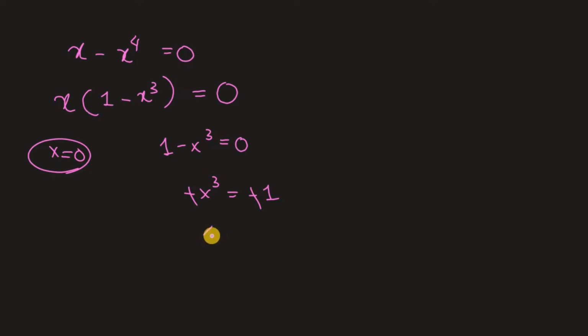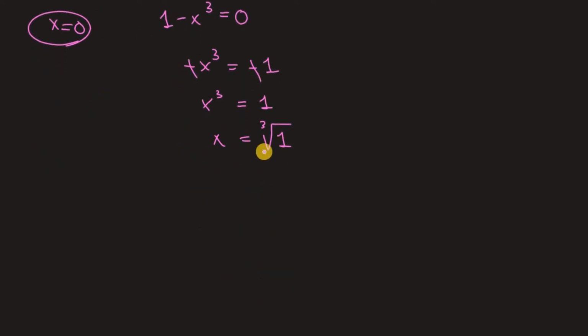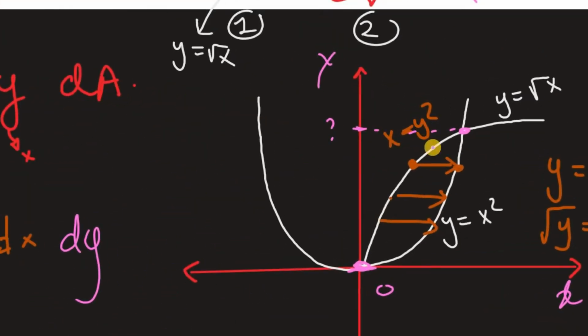So we have x to the power of 3 equals 1. And now we can just cube root each side. Here we're only left with x, and if we cube root 1, that's simply 1, right? So our answer is x equals 0 and x equals 1. So our missing value, the intersection point, we found the x value as 1, so that means this is 1.